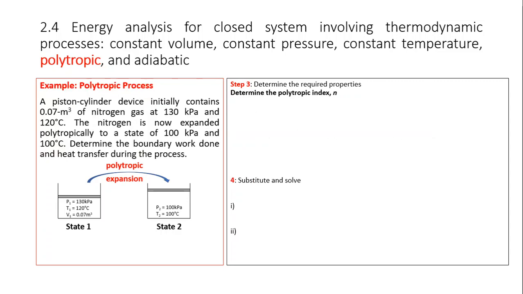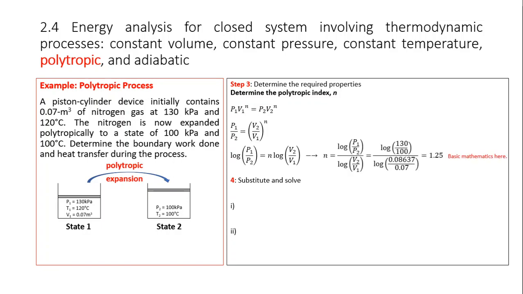Since this question involves a polytropic process and the value for n is not given in the question, we have to determine the value for n. So using the relationship equation, we can solve for the value for n. The relationship equation we have chosen is between P and V, because these are the values which are mostly provided in the question. So we can substitute the values and do the required mathematical steps. These are just basic mathematics here. We can calculate the value for n, which here is equal to 1.25.